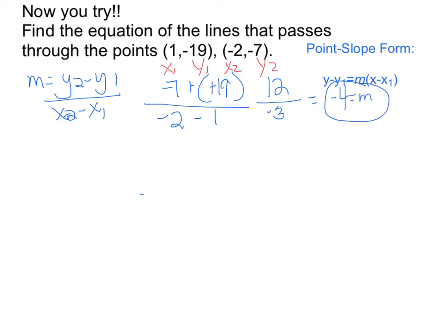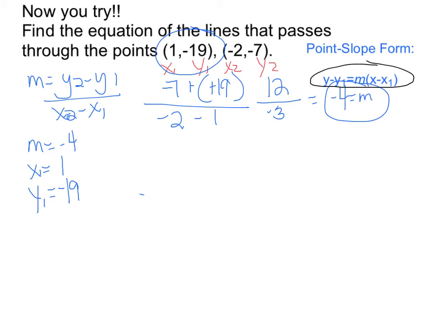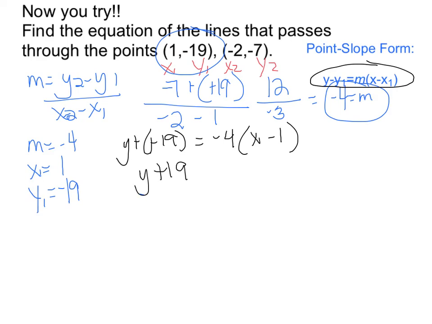So now we know our m. I always pick my first point. So m equals negative 4, x1 equals 1, and y1 equals negative 19. Now we're going to use the point slope formula. Our generic y never changes. Our y1 is negative 19. Our m is negative 4. Generic x never changes, and then it's going to be minus 1. Now these two negatives make a positive. Y plus 19 equals negative 4 times x minus 1.